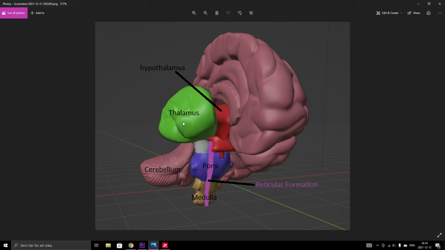The thalamus relays sensory and motor signals, and regulates consciousness and alertness. The hypothalamus maintains homeostasis, regulates appetite, weight, and body temperature. And that's it.